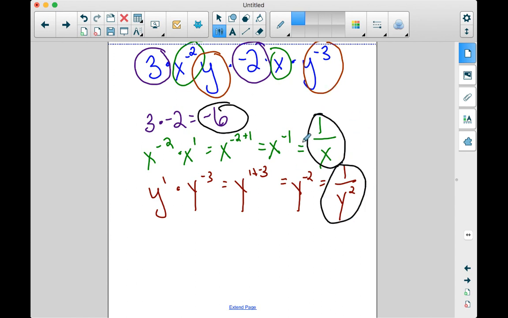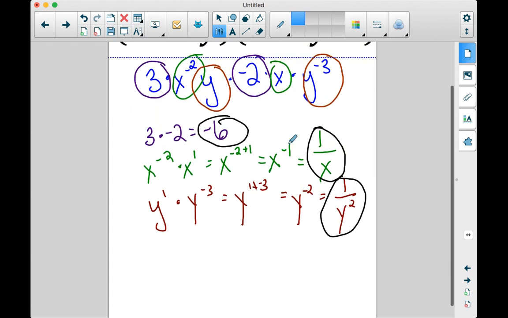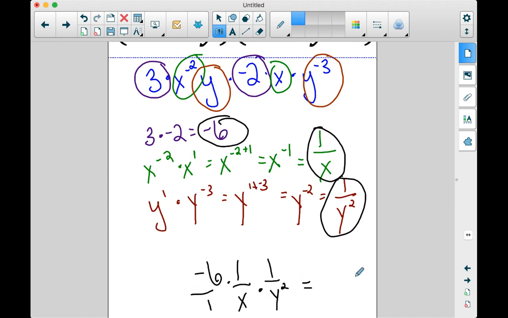So now I'm taking all of my separate pieces and combining them back together. Remember, my original format was all in multiplication. So I've got negative 6 times 1 over x times 1 over y squared. And I can think of that as negative 6 over 1. And simplified, that looks like negative 6, because negative 6 times 1 is just negative 6. And then 1 times x is x, and then y squared. So that right there would be my final answer on this.